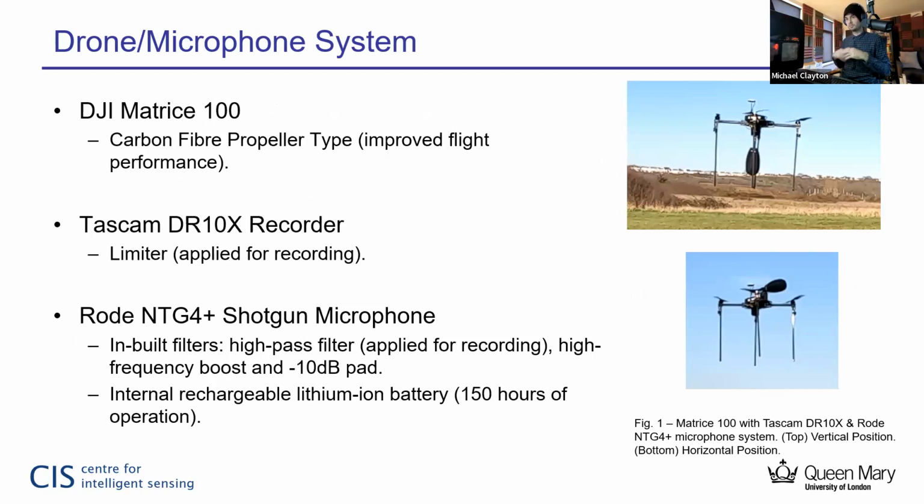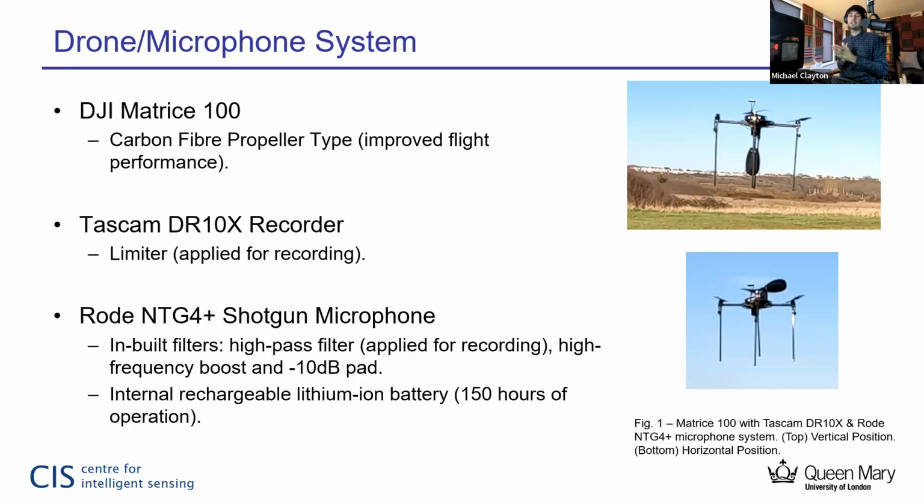So as mentioned, DJI MH100, we use the carbon fiber propeller types because this improves the flight performance. Because the standard propellers that you get with the system are plastic and they have a tendency to flex, that creates a lot more noise. So we swap them out for better propellers so we can reduce the sound further and, as mentioned, improve flight performance. We have a Tascam recorder that has an inbuilt limiter, and we do apply that for recording so that we can avoid any potential peaks during recording.